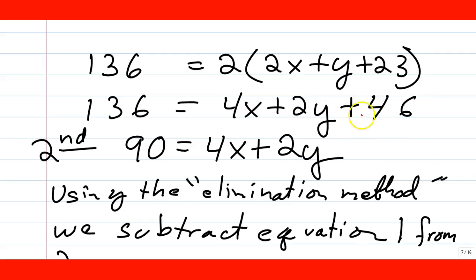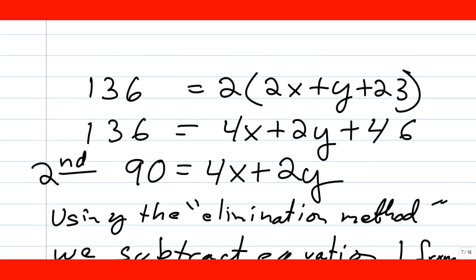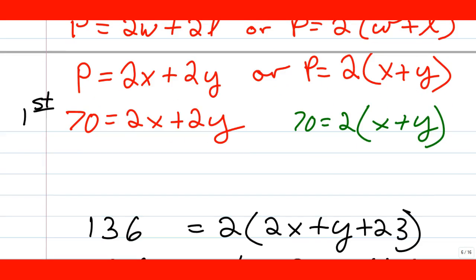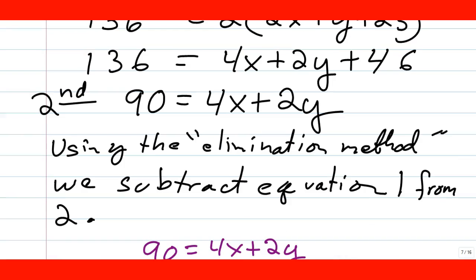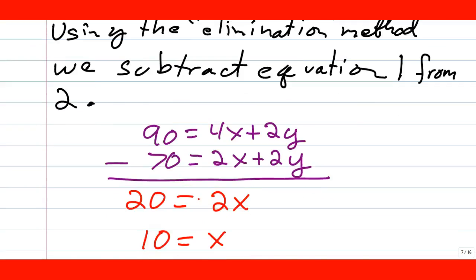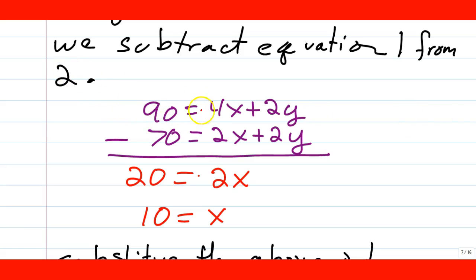I'm going to continue to simplify this. I'm going to subtract the 46 off both sides so that I find 90 equals 4x plus 2y. So now I have a second formula. And if you look at the two formulas I have, the 70 equals 2x plus 2y, and the 90 equals 4x plus 2y, I also have them in the same form with one another. So I can write these and use the elimination method to solve the problem. So I'll take my second equation, my 90 equals 4x plus 2y, and subtract from that my 70 equals 2x plus 2y. This results in 20 equals 2x.